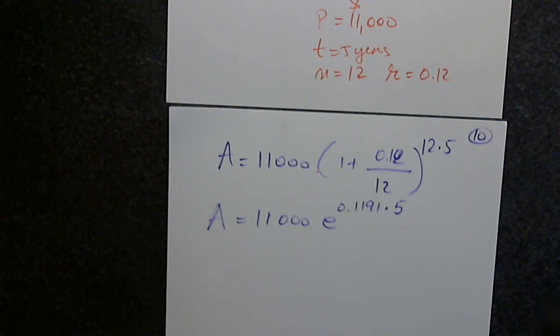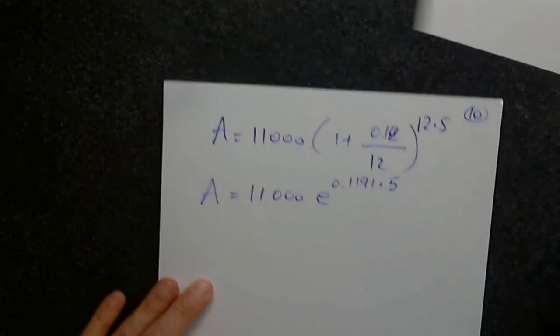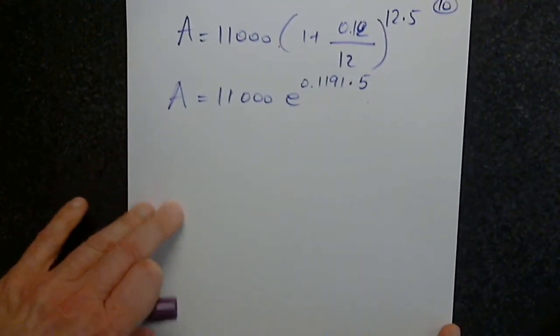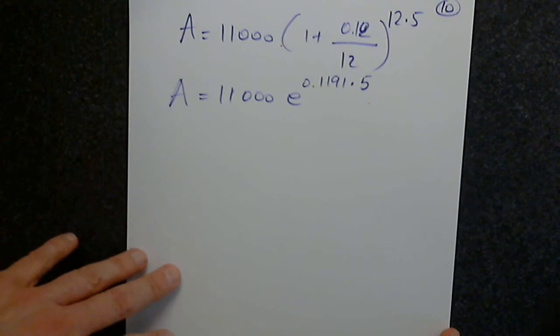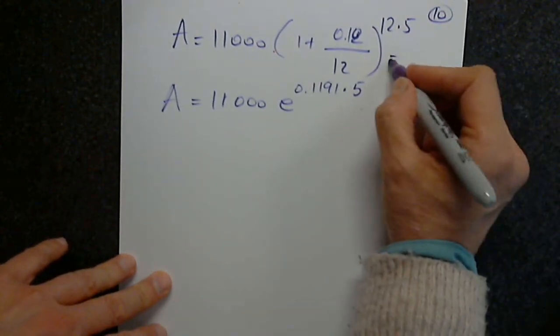Okay, so now we press enter. And then the other one will be 11,000 and E raised to, in parentheses, 0.1191 times 5, close the parenthesis, and press enter. So these are the numbers. The first one is 19,983. We have to present 2 decimal digits.